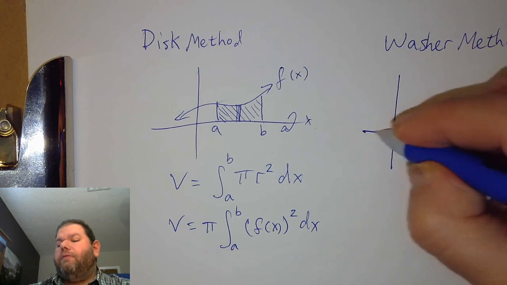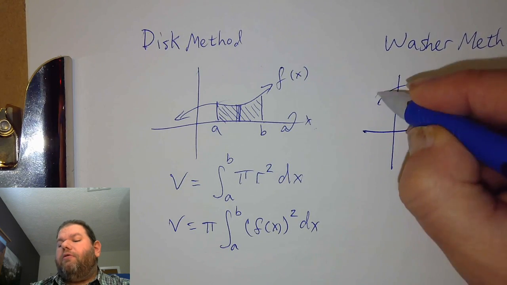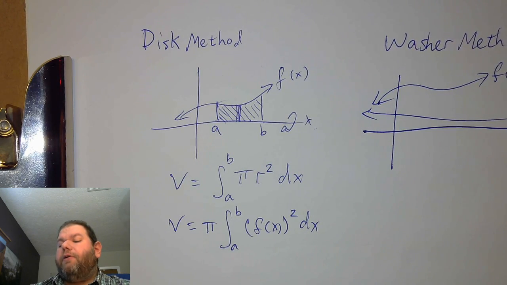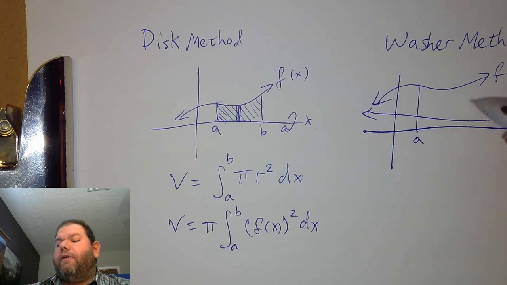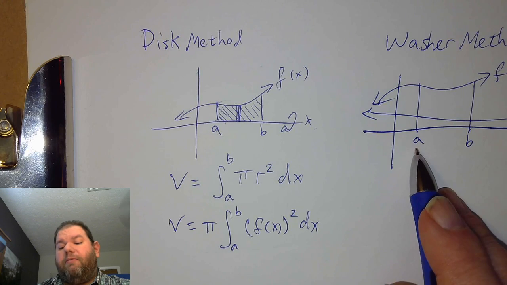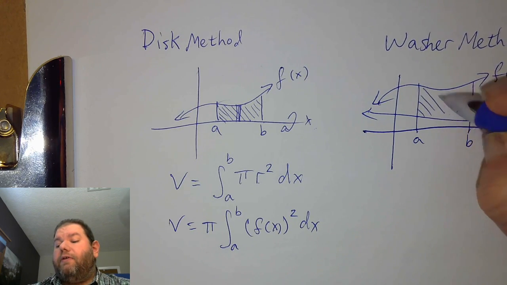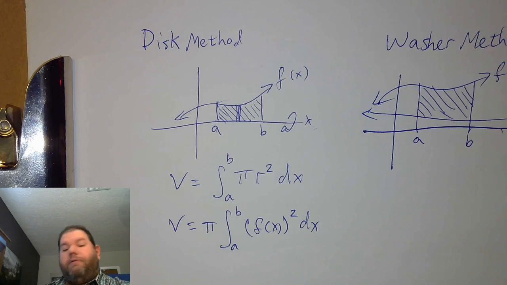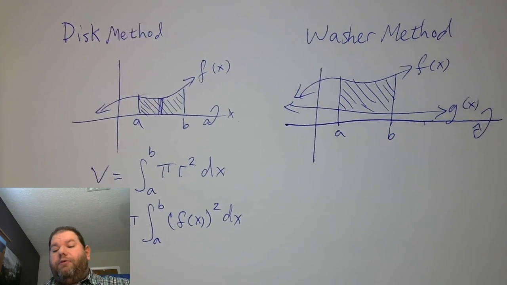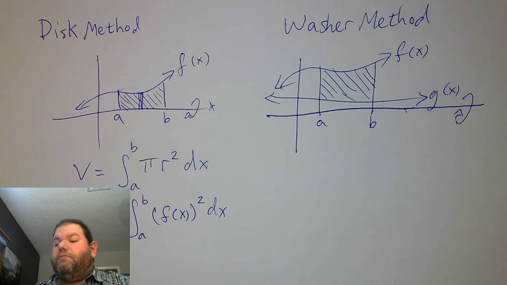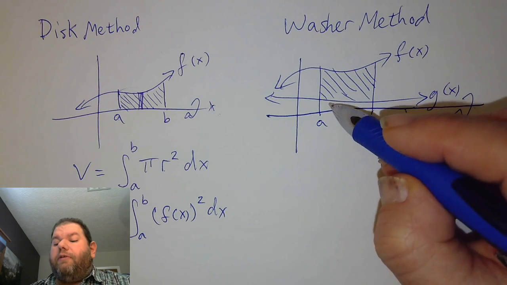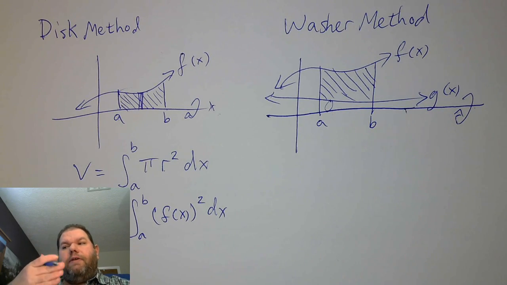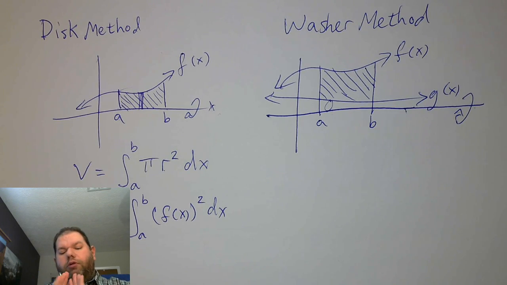So the washer method, this scenario arises when we have a function forming one boundary, maybe we have another function forming a second boundary, and then this again has a and b as our left limit and our right limit, and that encloses this figure. But this is going around the x-axis as well. Because we have this empty space right in the middle, when this object revolves around the axis, it's going to end up leaving a hole in the middle of this object.